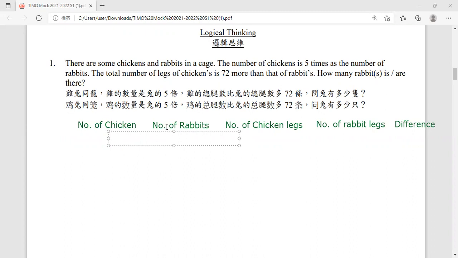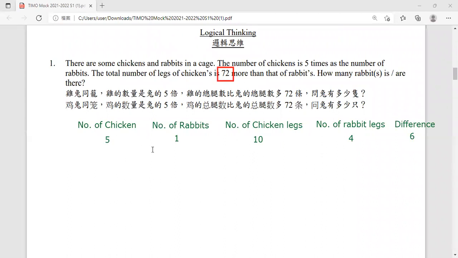Because the number of chickens is 5 times the number of rabbits, if I have 1 rabbit here, then I put 5 chickens here. So there are 10 legs, and we have 4 legs. So the difference is 6. But I need to make up 72 here. So this is not enough.